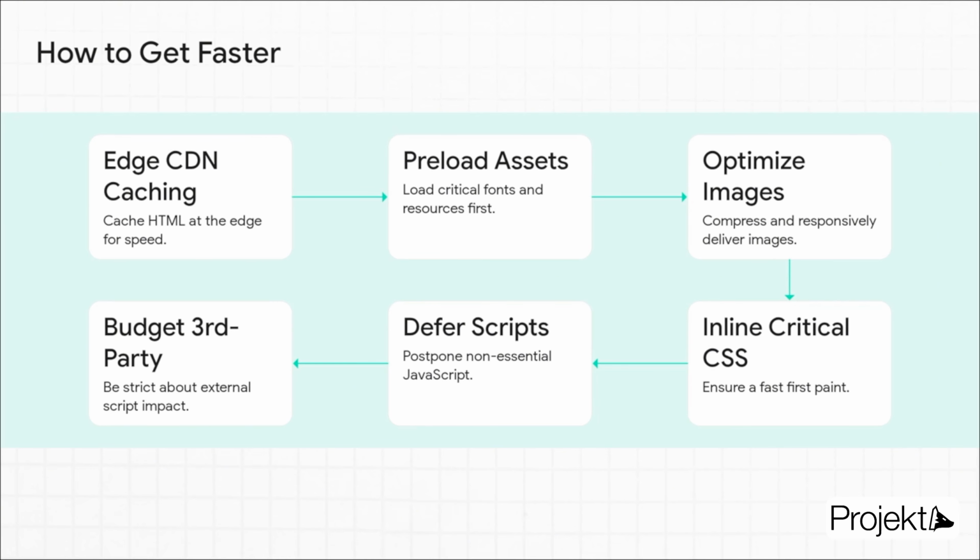So how do we get there? Well, it's a mix of things. You need smart caching on a CDN. You need to load your most critical resources first, optimize your images, and be absolutely ruthless about any third-party scripts that are slowing down your page.